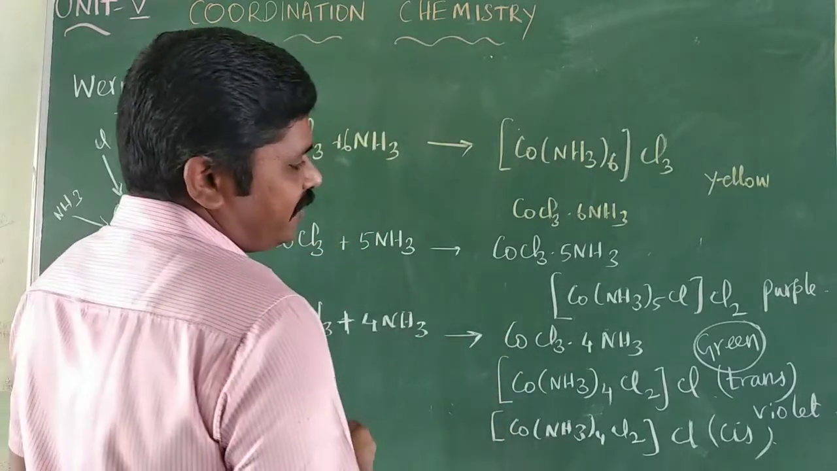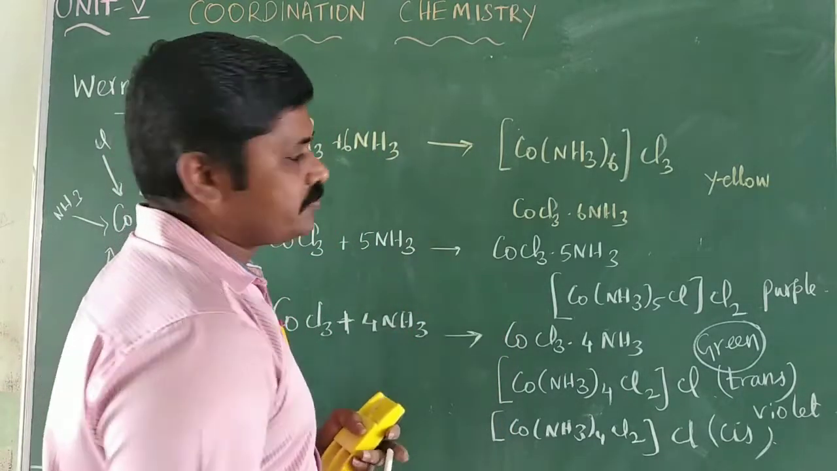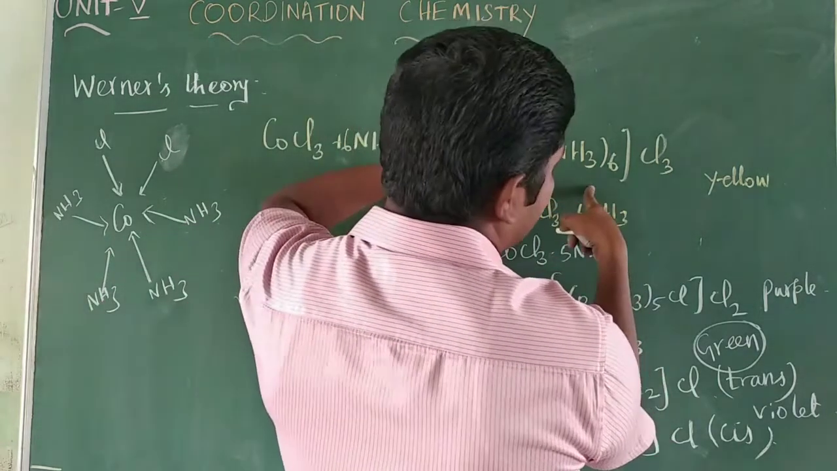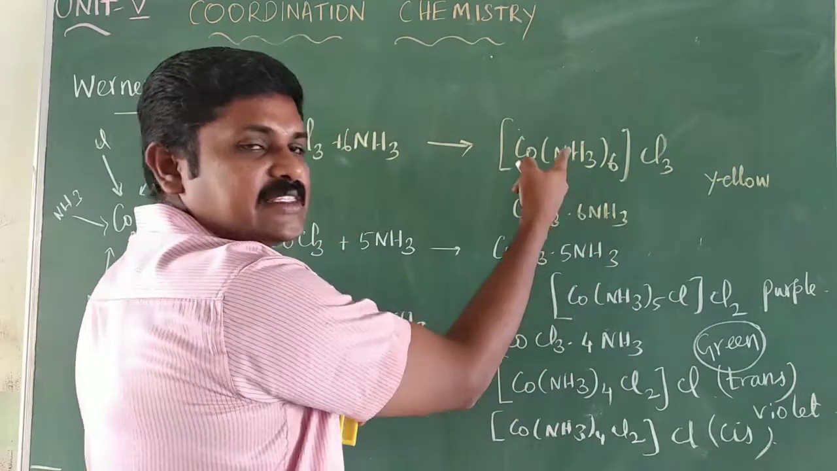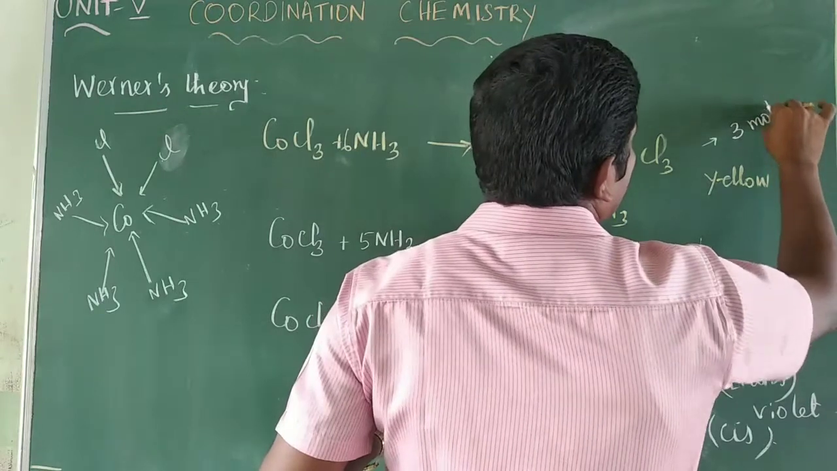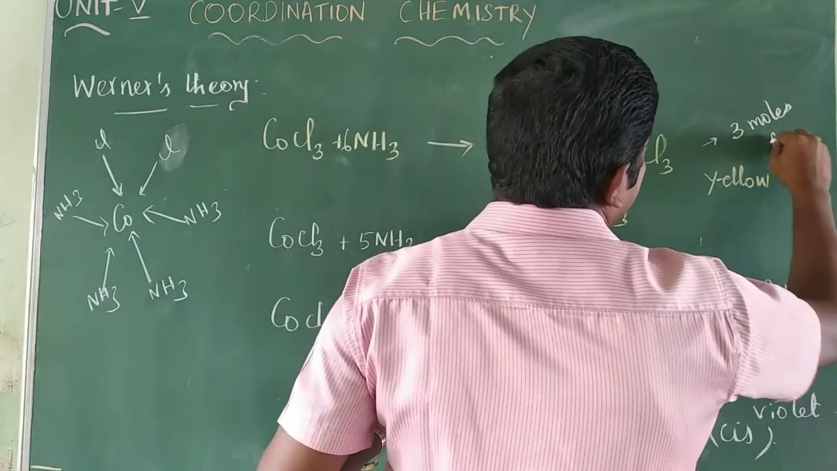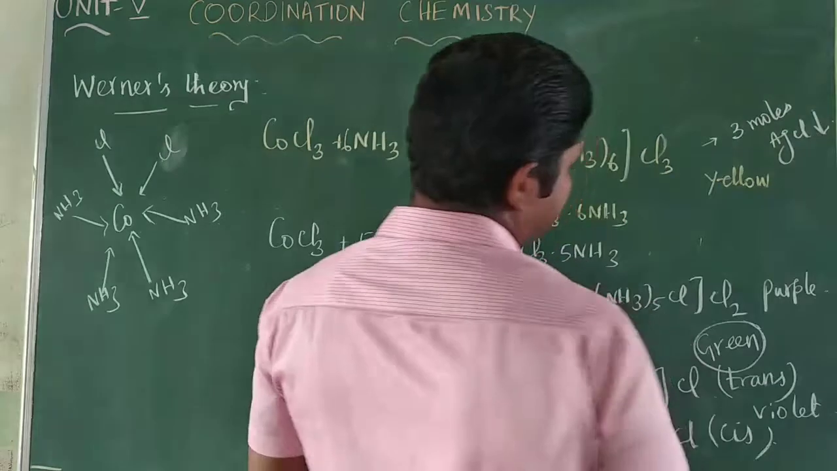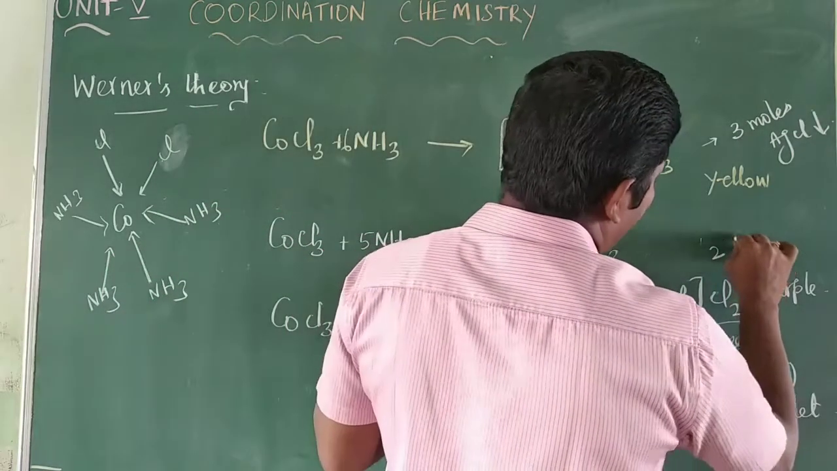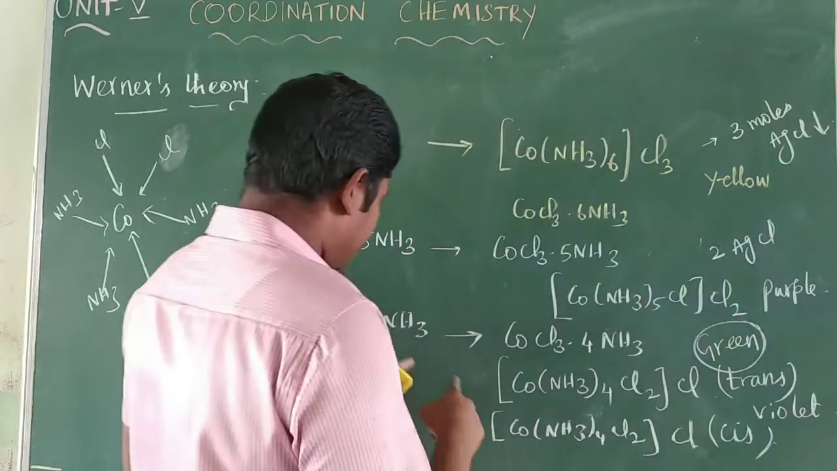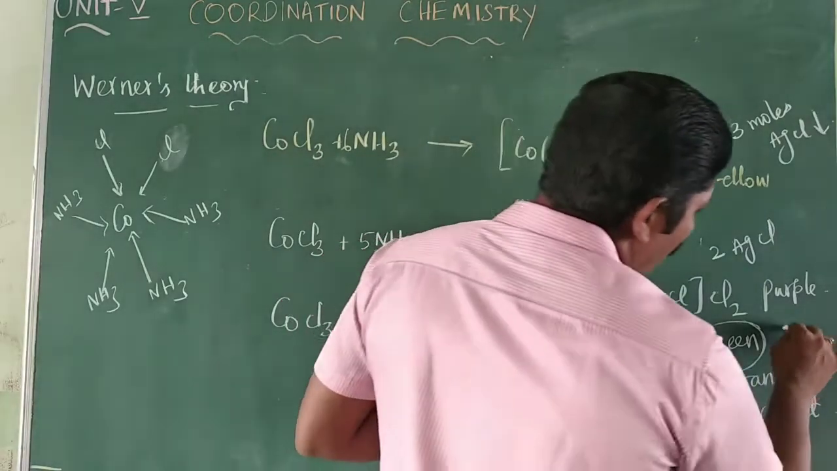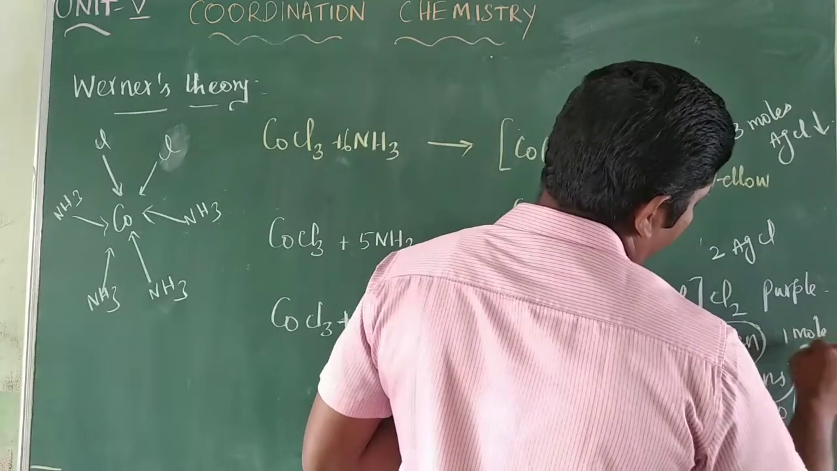We can differentiate them with silver nitrate solution. When the complex dissolved in water reacts with silver nitrate solution, the first complex gives 3 moles of AgCl precipitate. The second complex gives 2 moles of AgCl, and the third and fourth complexes give 1 mole of AgCl.